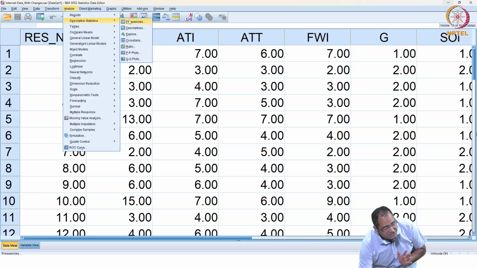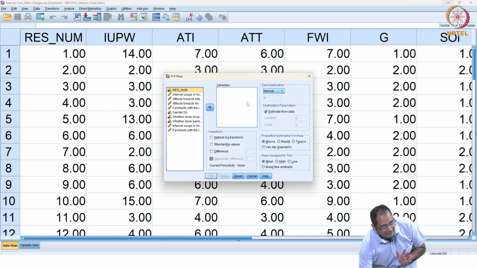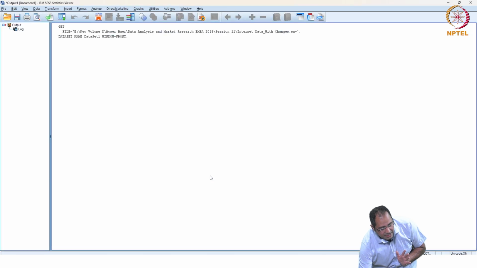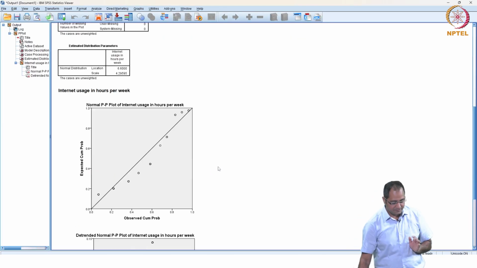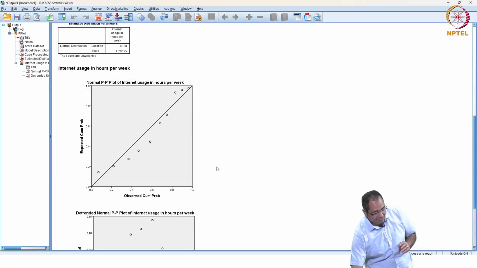Analyze, descriptive statistics. One is the graphical test. You can choose either PP or QQ plot. If you click on them, you will get a window like this, with internet usage in hours per week. Move it to the variable box and just click OK. You will get a graph like this.